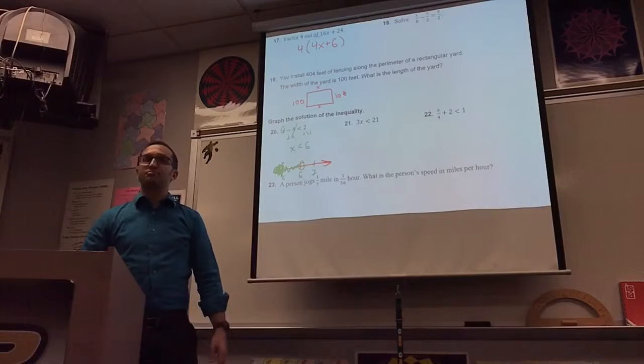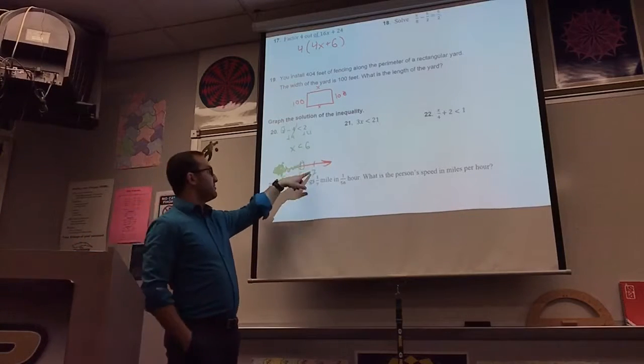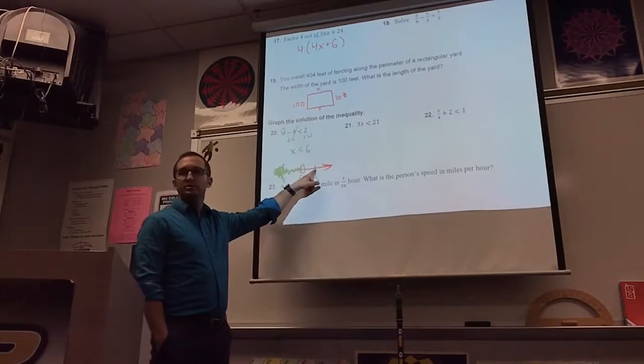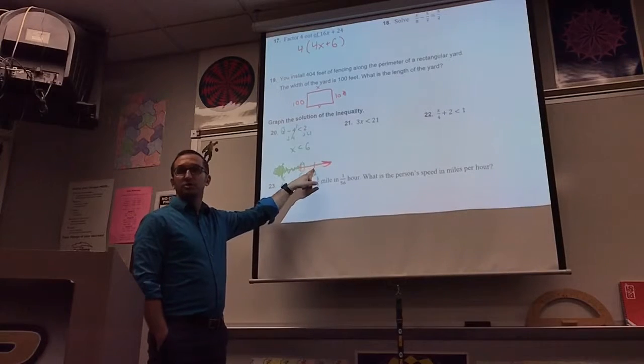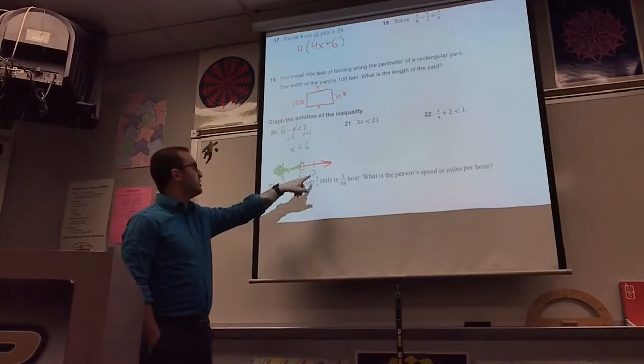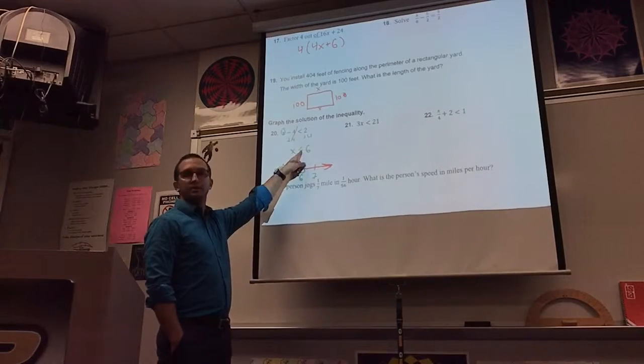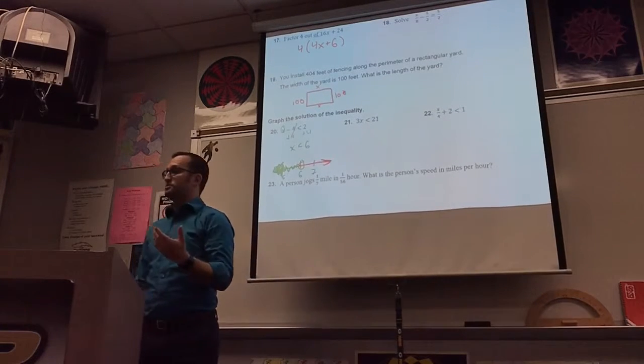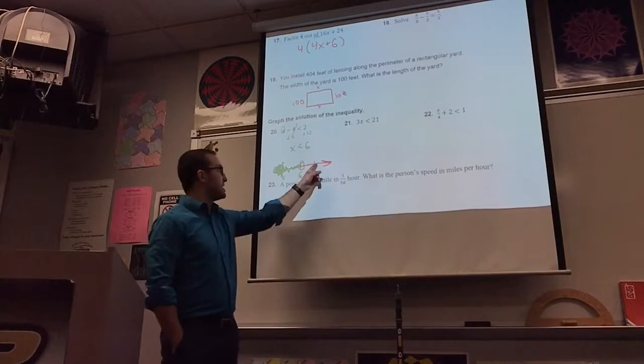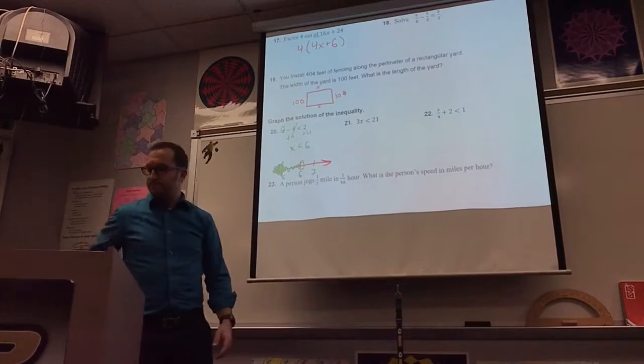If you're ever unsure, just plug a number in. Plug 7 in. Is 7 part of the solution? No. So you should get something that is not true. Plug 7 in, and what do you get? 7 is less than 6. True or false? That's not true, so it should not be included in the solution. Five is.